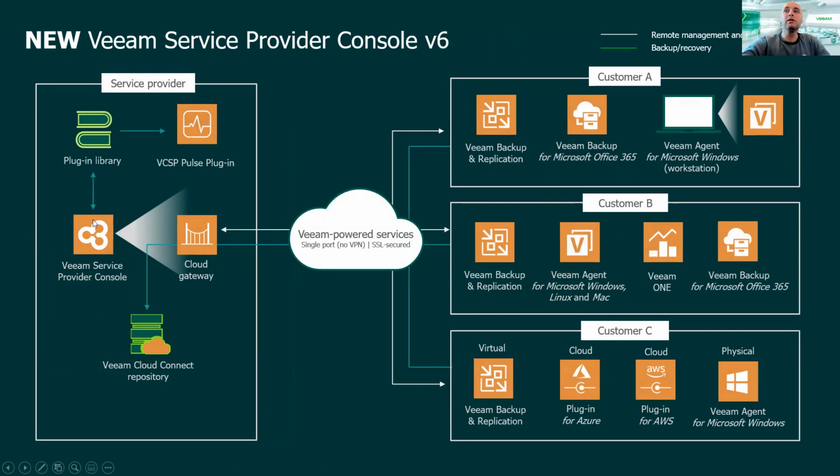But customer B uses different agents. He uses Veeam ONE as well. So that's a different type of solution. And customer C only has virtual infrastructure running on premises in its own Veeam Backup and Replication server, or even in the cloud with our integration with Azure or AWS, and a lost physical server for whatever reason.